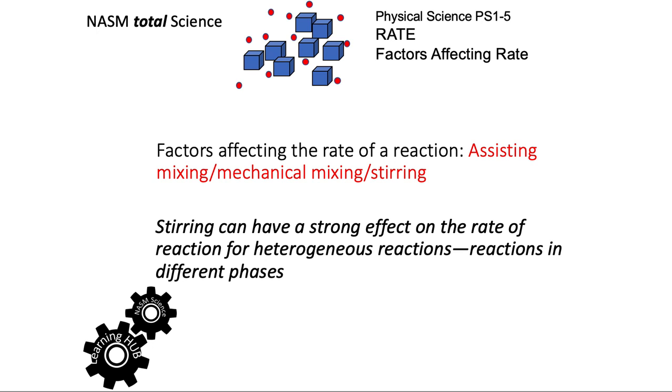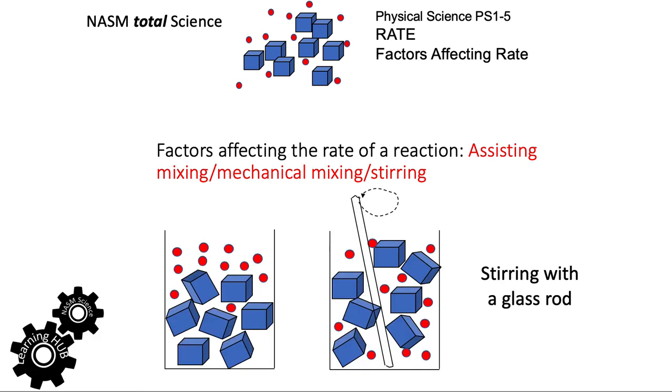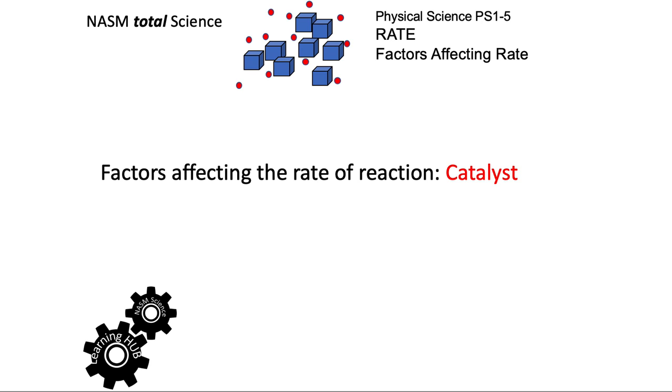So can have an effect on heterogeneous reactions in different phases. And indeed, if you've got two materials in the same phase that you've put together and they haven't yet mixed, stirring will obviously help. On the left, you see the particles separated, some collisions, but once you've stirred and spread the particles throughout, you're going to be more likely to have more successful collisions.